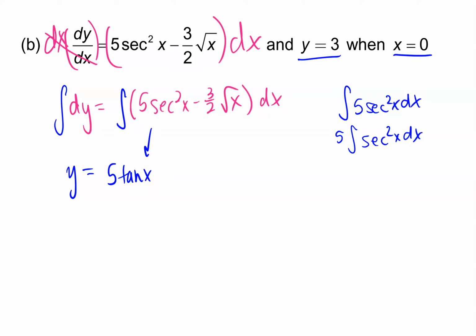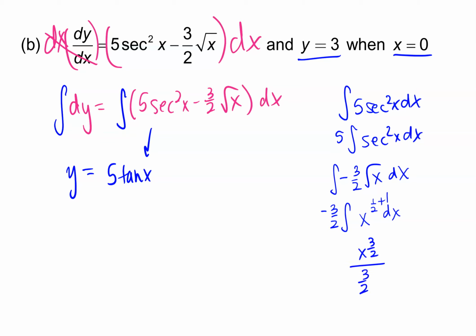For this next part, I'm just going to do it over here. The integral of negative 3 over 2 root x dx. Bring the negative 3 over 2 outside. The integral of square root of x, which is x to the 1/2 power, dx. Add 1 to the exponent, which is x to the 3 over 2, and divide by 3 over 2, which is the same as multiplying by the reciprocal. Don't forget we have a negative 3 over 2 out here, so instead of dividing by 3 over 2, I'll multiply by the reciprocal, 2/3. Notice that goes away. I'm left with just negative x to the 3/2. And then tack on a plus c.